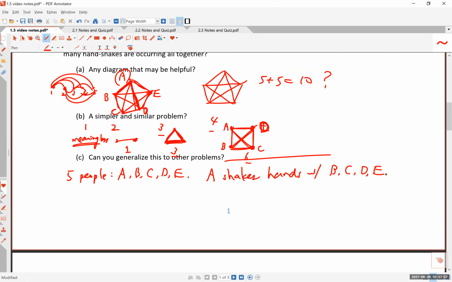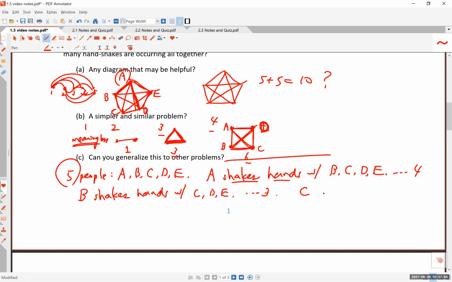The 4 people. Why 4? Well, because A doesn't have to shake his or her own hand, right? So there are 4 other people. That's why 4. And so this number is always the total number minus 1. Now B had already shaken hands with A in the first stage of our argument, right? So B shakes hands with how many? Well, A is already taken care of. B doesn't shake his own hand. So C, D, E are left. So that's 3.